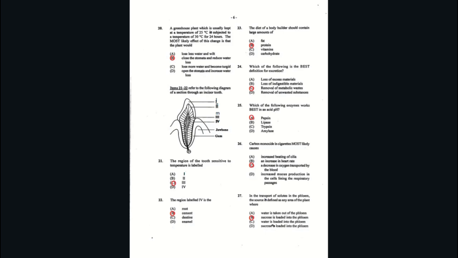Alright, now we're at number 20. So a greenhouse plant, which is usually kept at a temperature of 25 degrees Celsius, is subjected to a temperature of 30 degrees Celsius for 24 hours, right? So the most likely effect of this change is that the plant would close the stomata and reduce water loss, right? So let's read the question one more time. It says a plant that is usually kept at 25 is now at 30, right? So we know that it's at a temperature that is hotter than usual, right?